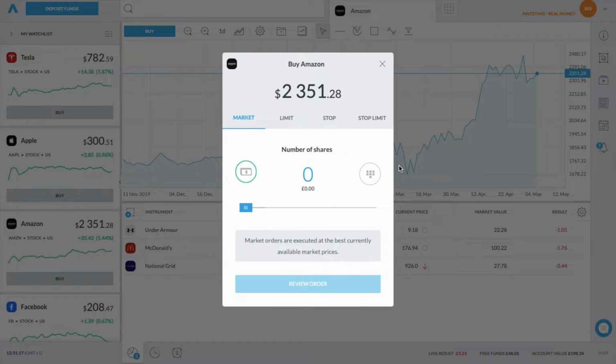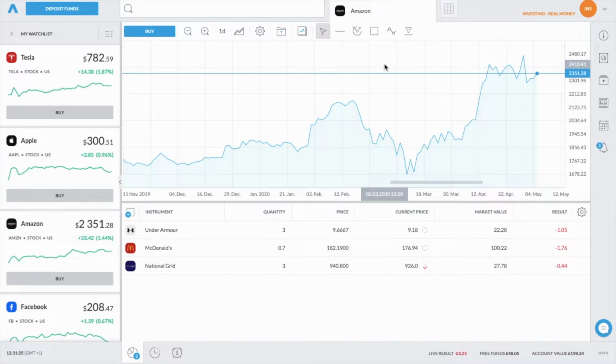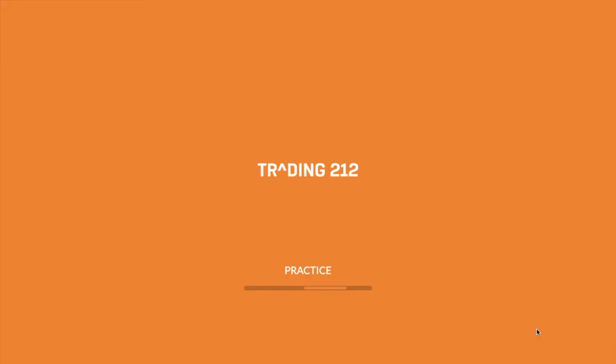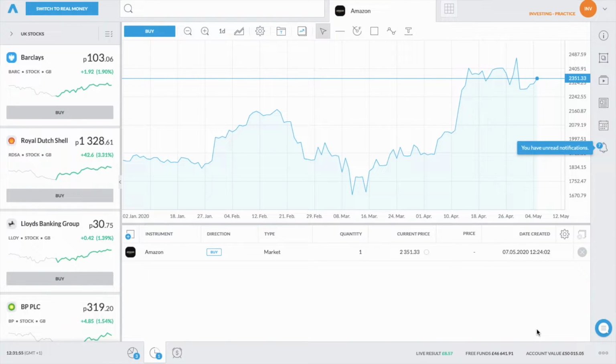So if you're in a hurry and you want to buy or sell your stocks easily at the market or the current price, you can place a market order over on the platform. So the first thing you'll need to do over on Trading 212 is deposit funds to trade with. Or you can go into practice mode to try this out first. Then once you've got some funds in either account, you're all set to trade.